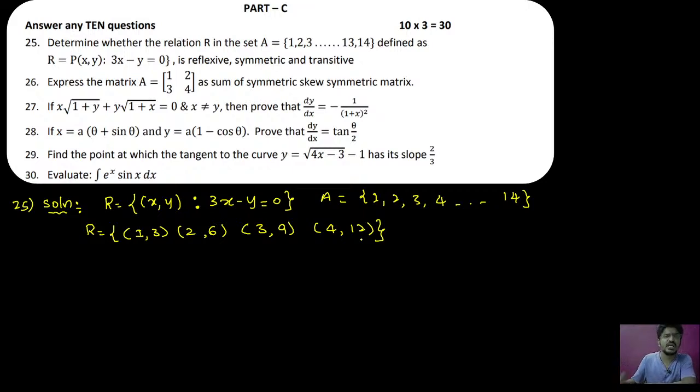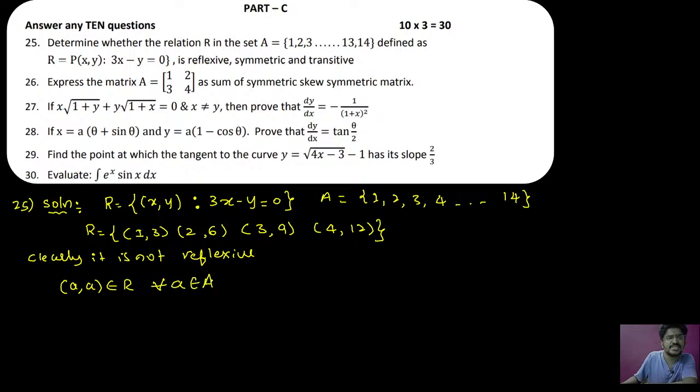Now we have to determine whether it is reflexive, symmetric, and transitive. Clearly it is not reflexive. Why is it not reflexive? Because the ordered pair A comma A does not belong to R for every A belonging to set A. Therefore it is not reflexive.